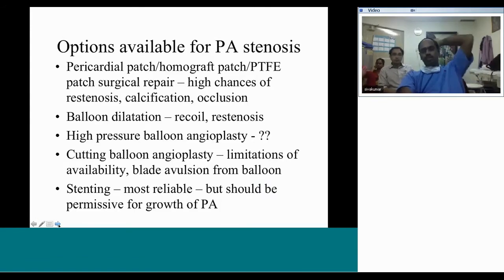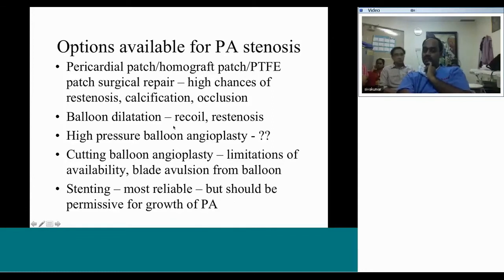Now, what are the options available for pulmonary artery stenosis? We can do a pericardial patchplasty or a homograft patch, because pericardium shrinks a lot, pericardium fibroses a lot. So some people say that we can use a homograft patch. But the problem about homograft is it calcifies and it closes up. That is also not a great patch. But a homograft patch can be used, a PTFE patch can be used. But there is a very high chance of restenosis, calcification and occlusion.